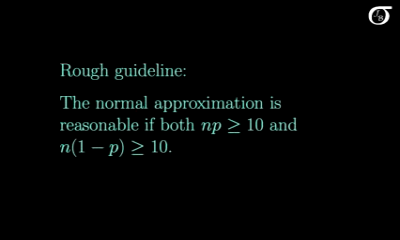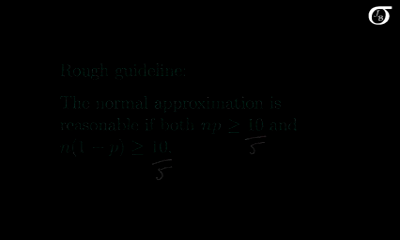And this idea is summarized in this rough guideline, that the normal approximation is reasonable if both n times p is bigger than or equal to 10 and n times 1 minus p is bigger than or equal to 10. And if you play around with that a little bit, you'll see simply that if p is close to 0 or 1, we need a larger value of n in order for the normal approximation to be reasonable. Now, this is just a rough guideline. Sometimes people replace 10 with 5 here, and sometimes they use different rules altogether. So you should consult with your professor or your textbook to see what rough guideline they are using.